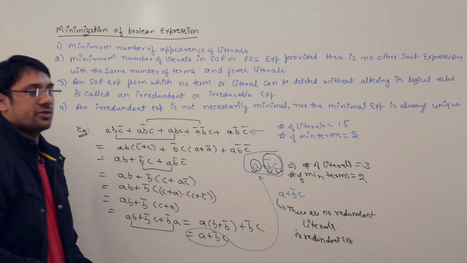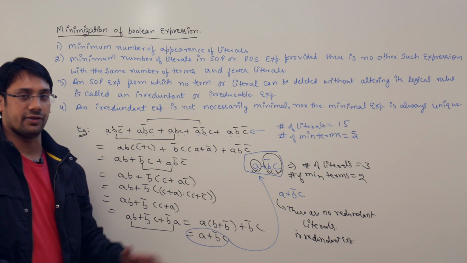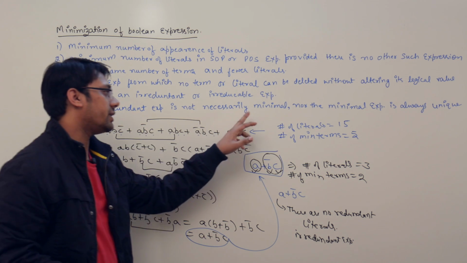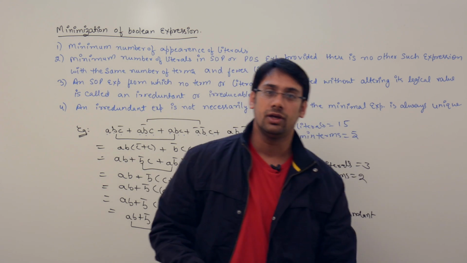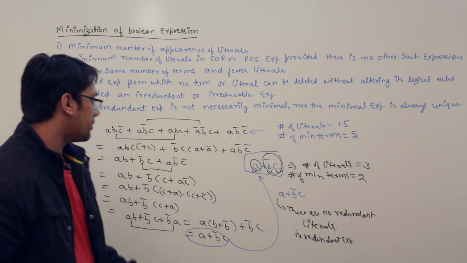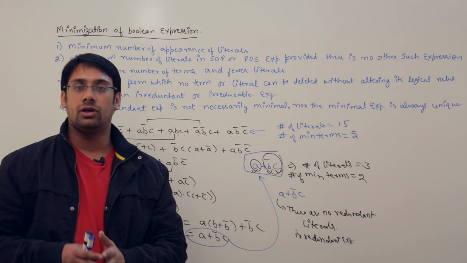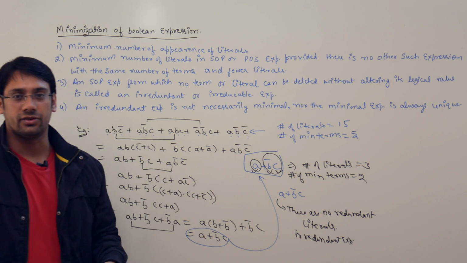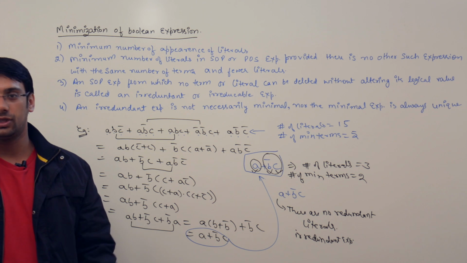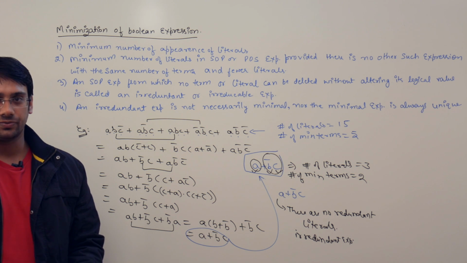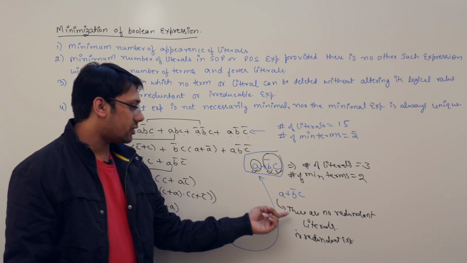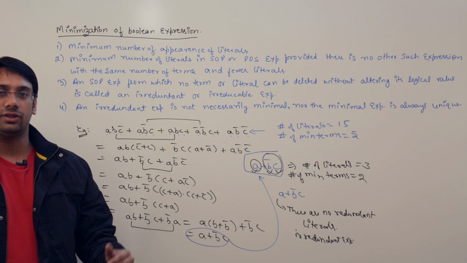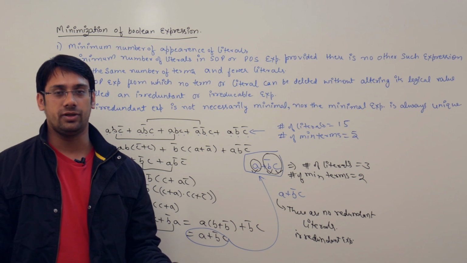So what is redundant? Redundant means there is something extra which is not required. An irredundant expression is not necessarily minimal, nor is the minimal expression always unique. There can be more than one minimal expression, with the same number of literals, for example 3 literals and the same number of minterms. So we cannot say that an irredundant expression is always unique. They can be different irredundant or irreducible expressions.